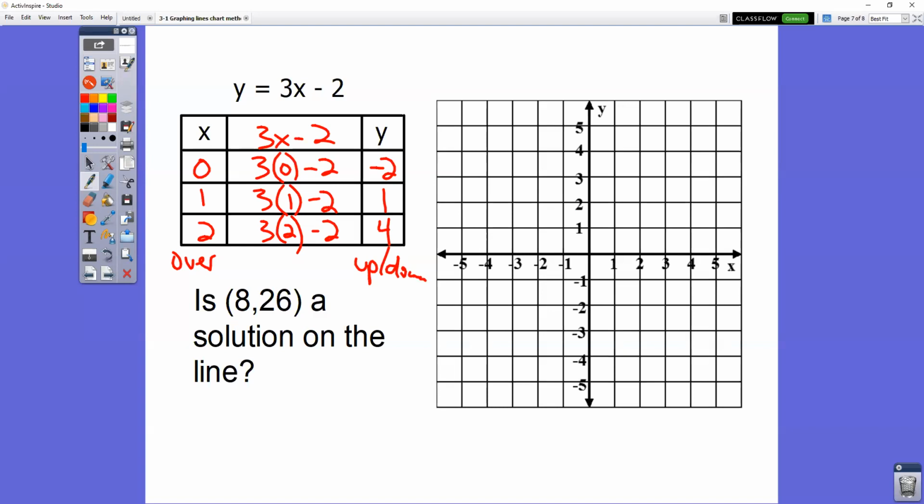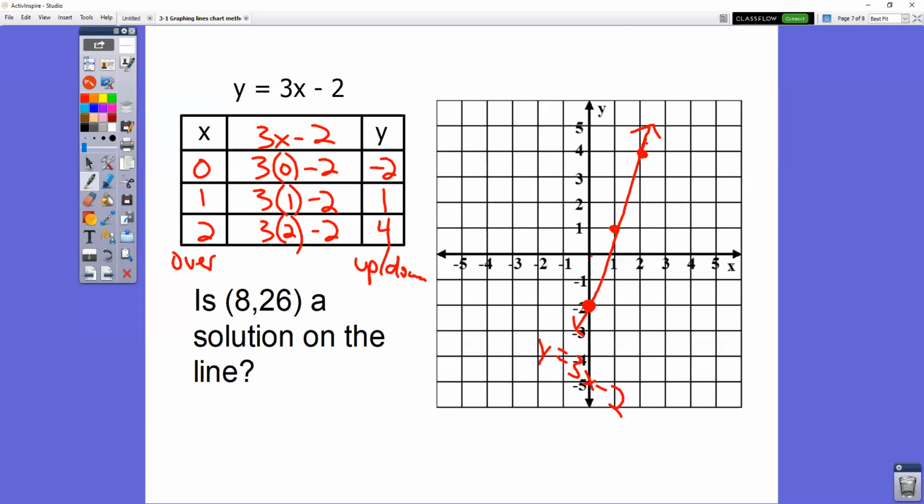So 0, -2, starting in the middle, over 0, down to -2. 1, 1, starting in the middle, over to 1, up to 1, and 2, 4, starting in the middle, over to 2, up to 4. They should always form a straight line. If they don't, you did something wrong. Those do. And put your arrows on the end and label it.